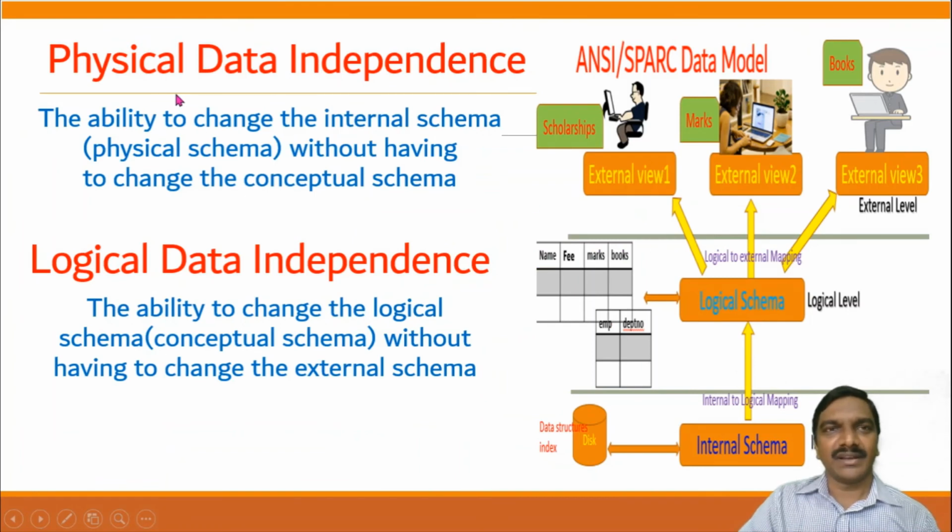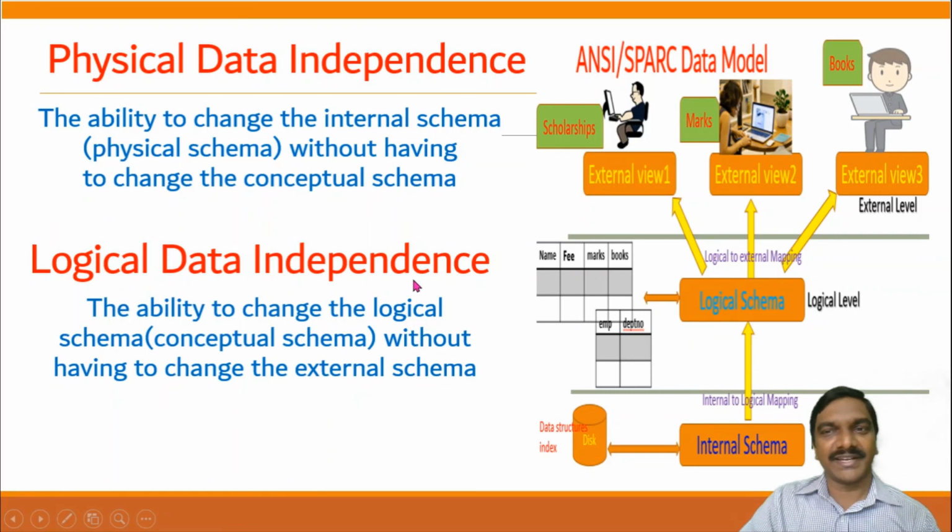Now there is something called physical data independence and logical data independence here. Now what is physical data independence? The ability to change the internal schema, this is internal schema, without having to change the conceptual schema. This is logical schema, which is also called conceptual schema. We can change the data structure, and you can change the database from C drive to D drive. Like that you can change, but you need not change the logical schema. That is called physical data independence. These two are independent of each other.